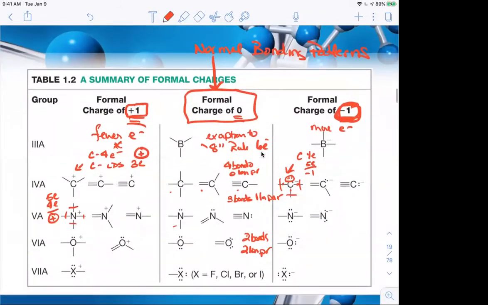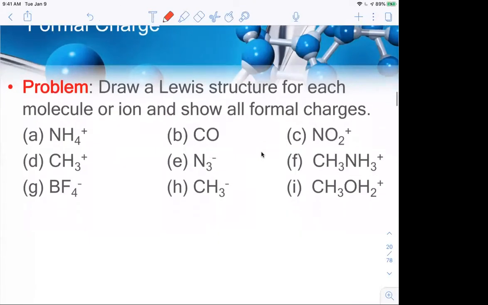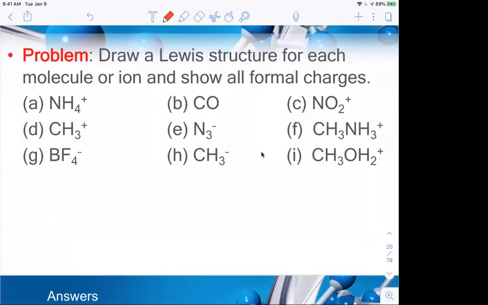So this slide here shows these different common bonding patterns that give me neutral compounds and also charged compounds of +1 and -1. You should be able to see why all of these different structures for these different atoms are +1, 0, or -1. You should be able to look at a Lewis structure and determine what the formal charges are in that Lewis structure. That's going to be a critical skill as we go forward. If you have any questions, make sure you let me know. Here's an example. We've done a couple of those.